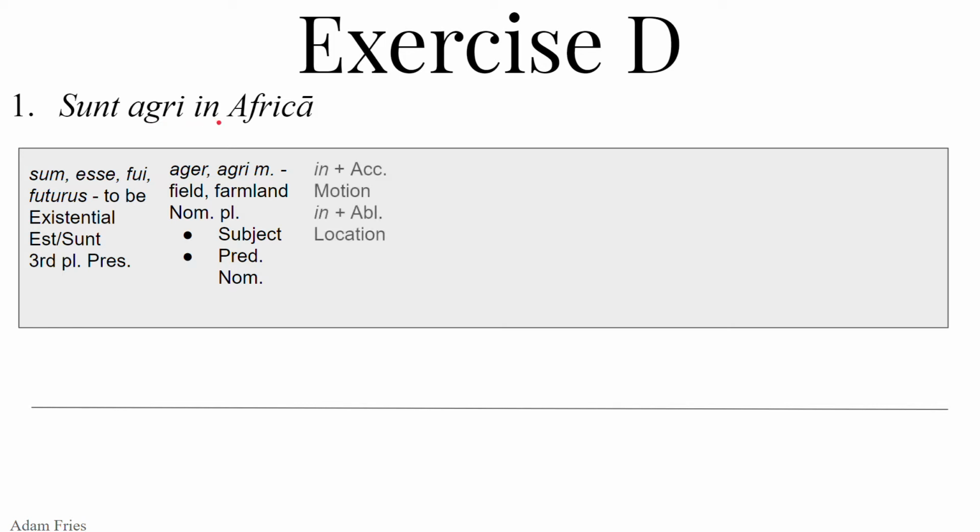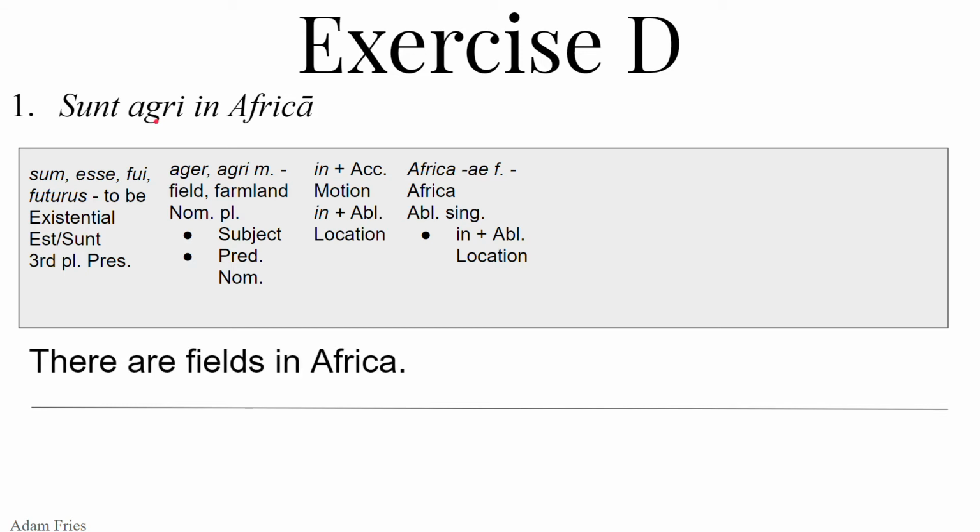In, the preposition in. Well, that can either take the accusative and it will show motion and mean into or onto, or it can take the ablative and it'll show location and mean in or on. Oh my, how suspenseful. And the next noun is Africa, feminine. Africa with the macron over the final a, that is an ablative singular. So in plus the ablative, this is showing location. So sunt agri in Africa. There are fields, you could say farmlands, there are farms in Africa. Where are the farms? Ablative of location, in Africa.